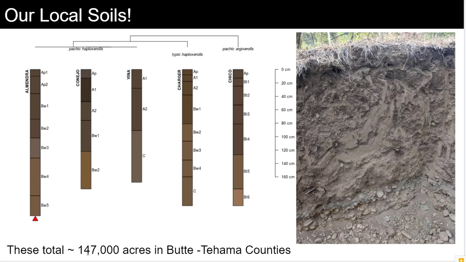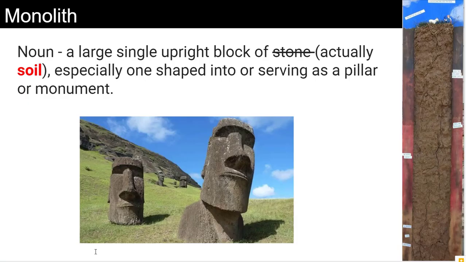They cover about 150,000 acres around Butte and southern Tehama counties. And they're all these nice, deep alluvial soils that formed over fairly recent time frames, right? We're talking about 20, 30,000 years back in time, which really isn't that long when you consider the age of the earth and things like that.